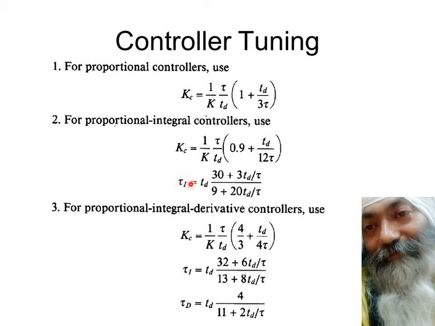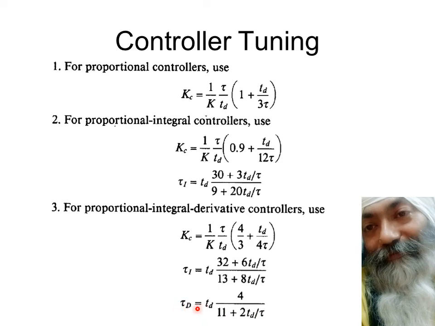So that value of I is given by, this is the term 30, this is term 3, and so on and so forth. This is the value of tau I. Now, in case you want to go in for PID, the moment you go in for the value of tau d, then what do you see? First of all, the value of tau d is given by, again, this expression. You know the value of td and you know the value of this.